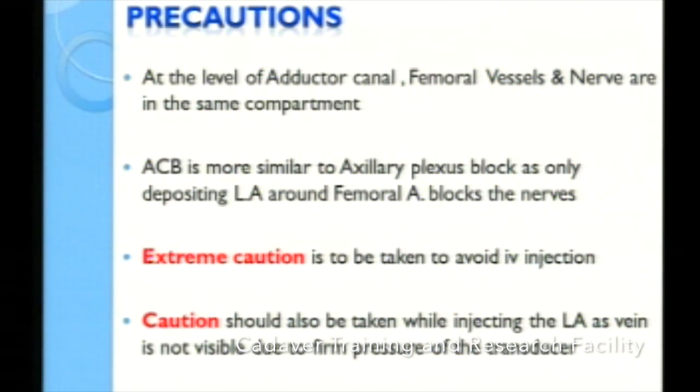Precautions you take: at the level of the adductor canal, the femoral vessels and nerves are in the same compartment, in contrast to the femoral vessels and nerves at the inguinal ligament, where the femoral nerve is separated by fascia iliaca. So, in the adductor canal you should be very careful because they are present in the same compartment, with no separation by any fascia. Extreme caution should be taken to avoid any IV injection.